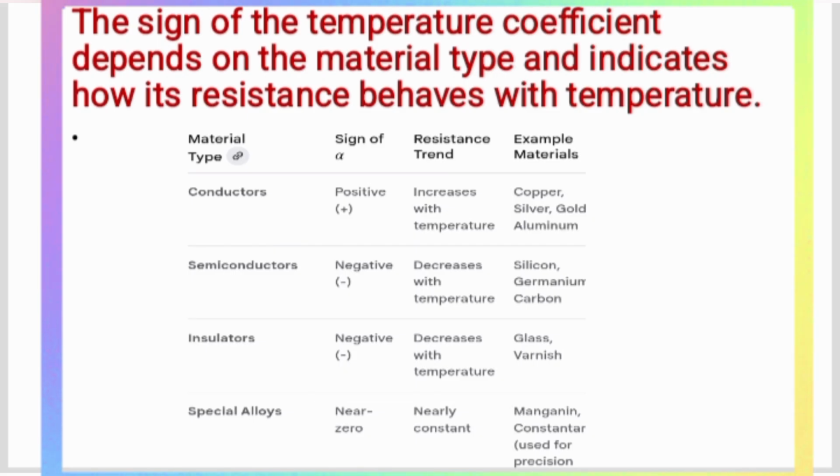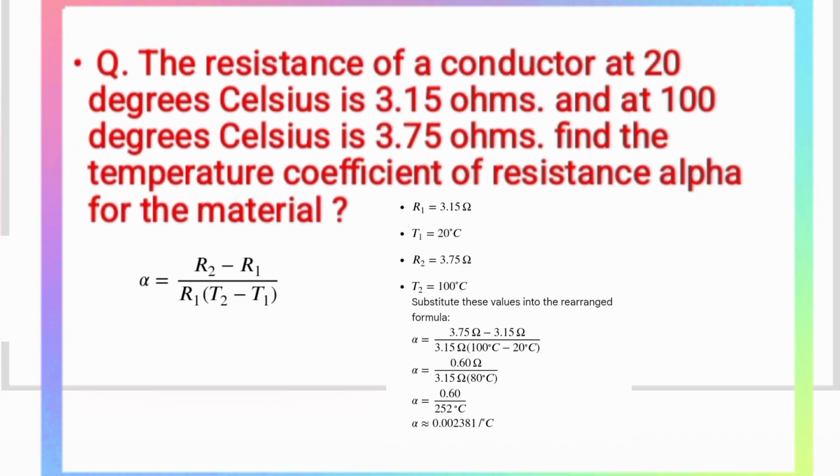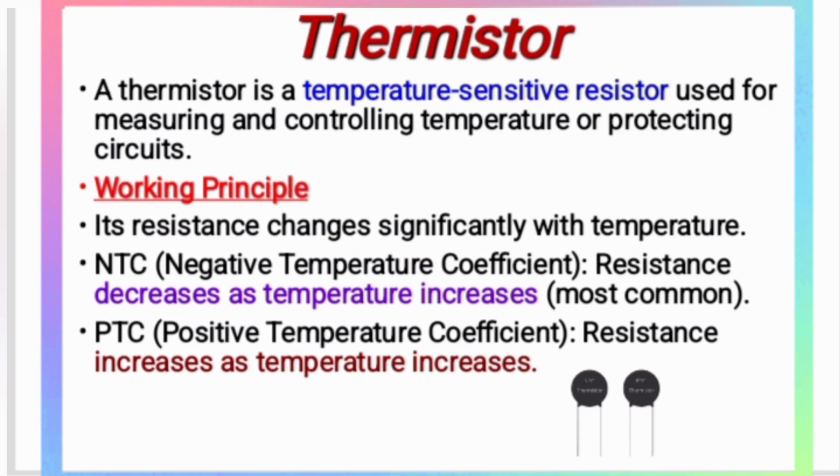For special alloys, temperature coefficient is nearly zero and its resistance is also constant. Examples of special alloys are manganin, constantan. Solve this question using above formula. The resistance of a conductor at 20 degrees Celsius is 3.15 ohms, and at 100 degrees Celsius is 3.75 ohms. Find the temperature coefficient of resistance alpha for the material.